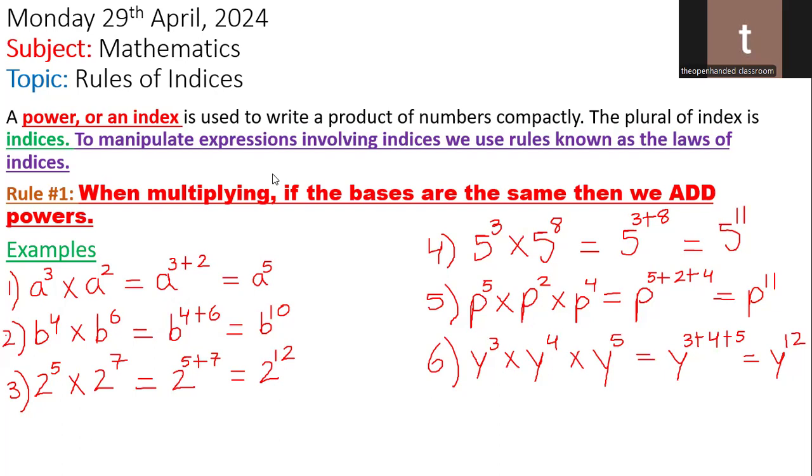And the exponents are 5 plus 2 plus 4, and 5 plus 4 equals 11. So our answer would be p to the power of 11. Then number 6 is y to the power of 3 times y to the power of 4 times y to the power of 5. And then we have to add the exponents, which are 3 plus 4 plus 5, which equals 12. And our answer will be y to the power of 12. Very good. Y to the power of 12.